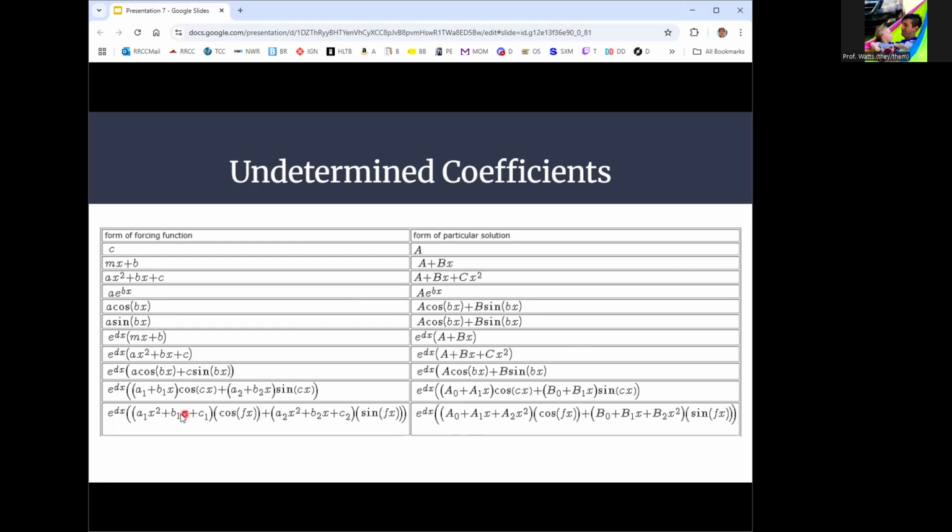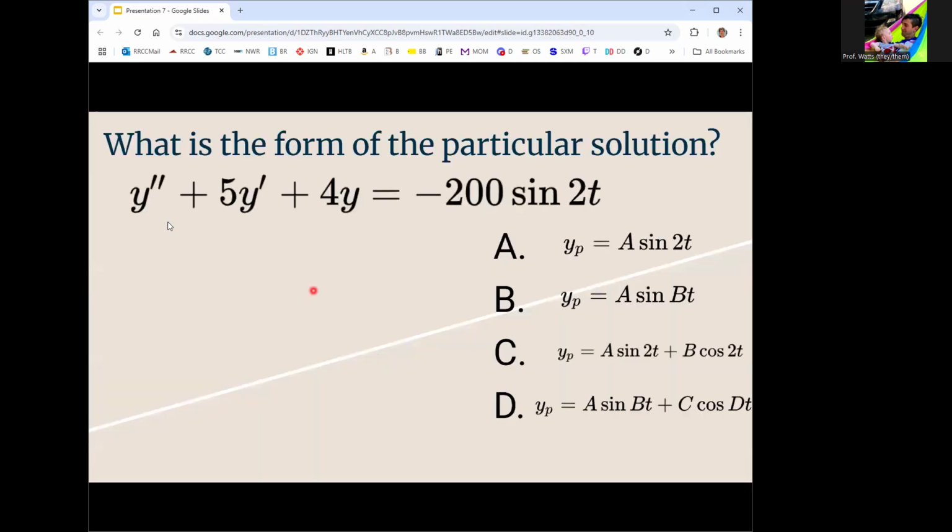All right, so let's try out using this table. Again, based on the right-hand side forcing function, you identify a similar function and then find the corresponding particular solution format where the capital letters are the undetermined coefficients. So here's an example of a second-order linear constant coefficient non-homogeneous ODE. We've got our forcing function, negative 200 sine of 2t. See if you can figure out the form of the particular solution.